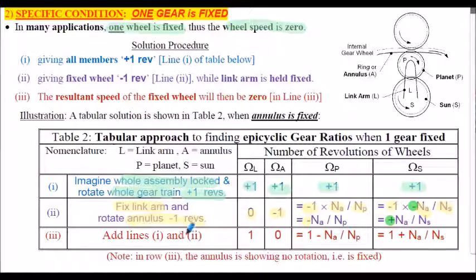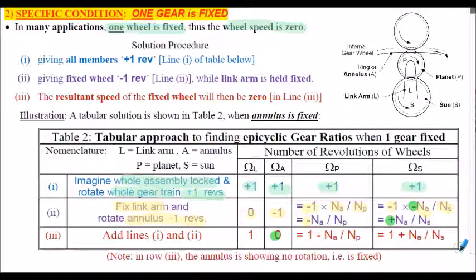Okay, but the last row is just a question of adding up the columns. So 1 plus 0 is 1, and 1 take away 1 is 0, which is correct, of course, because if the annulus is fixed, it cannot be rotating. So that's correct. We rotated the annulus -1 for that reason. And adding up the speed P column is 1 minus the NA divided by the NP, and then add in the final column, it's 1, and then it's plus the NA divided by the NS. And again, from that, we can find velocity ratios between the various gears, the planets and the annulus, the annulus and the sun, etc., whatever we need to find.